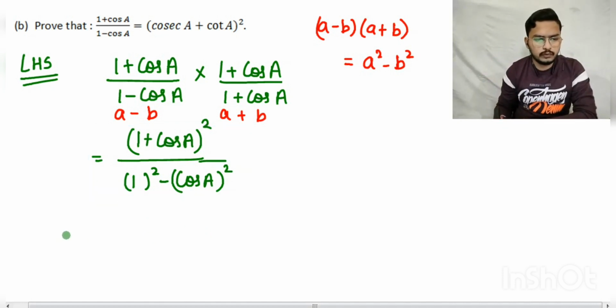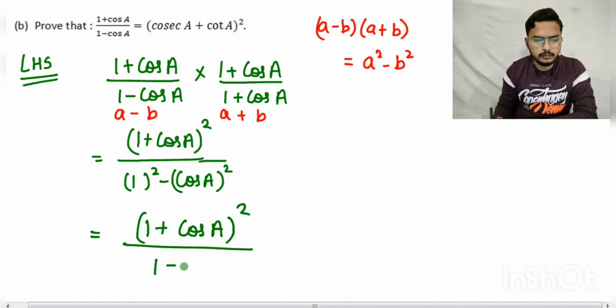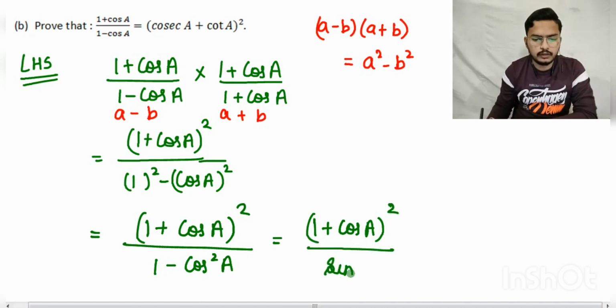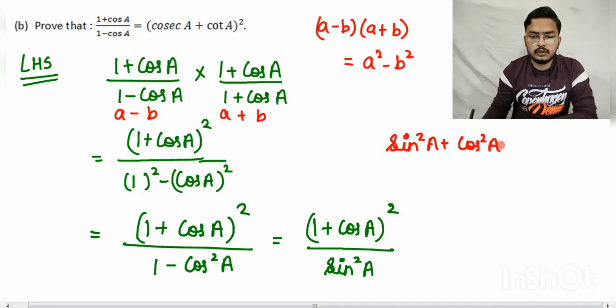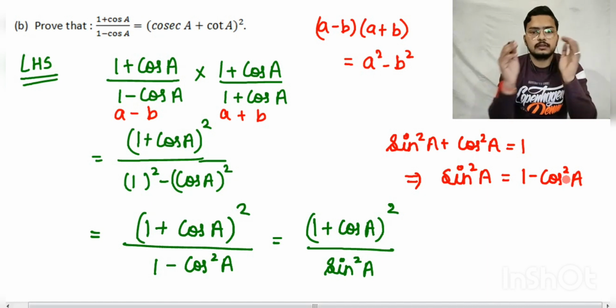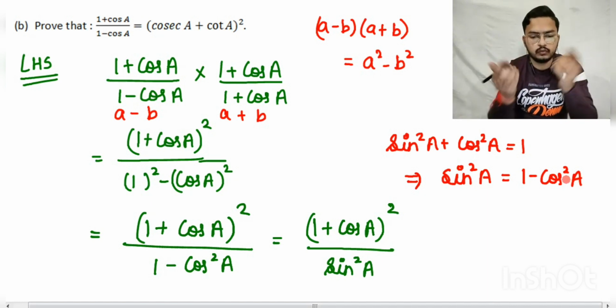So what you have to do, you have to just take this numerator side as it is, no need to open that particular whole square. This is exactly 1 minus cos square A, right? So this is 1 plus cos A whole square, and upon this is exactly sin square A. Why is this sin square A? Because you all know that particular identity, sin square A plus cos square A is equal to 1. So from here sin square A is equal to 1 minus cos square A. So that is why 1 minus cos square A is equal to sin square A, right?